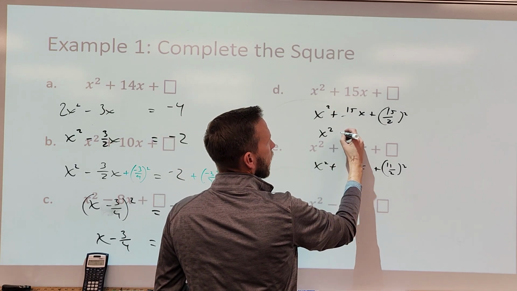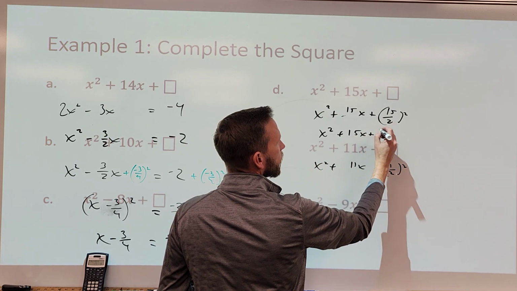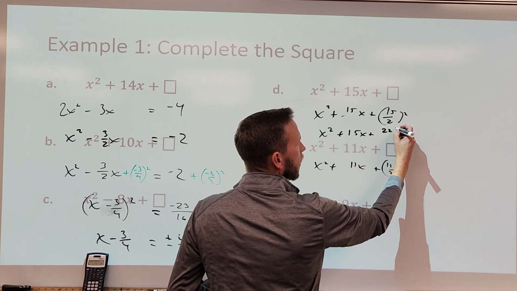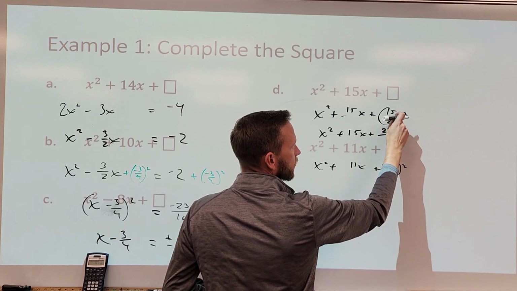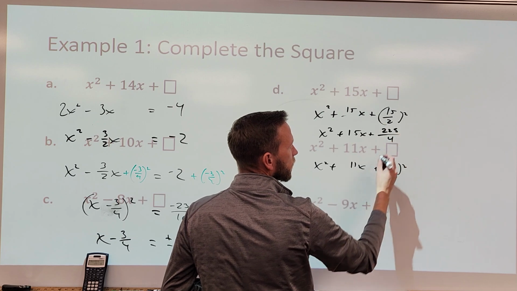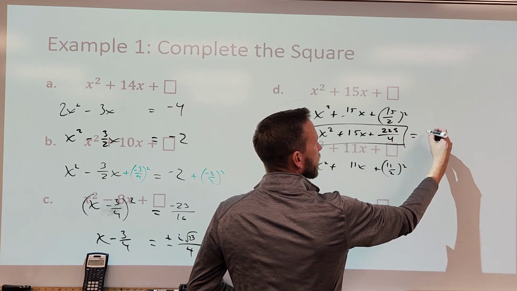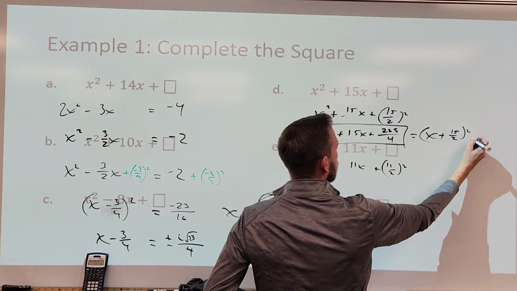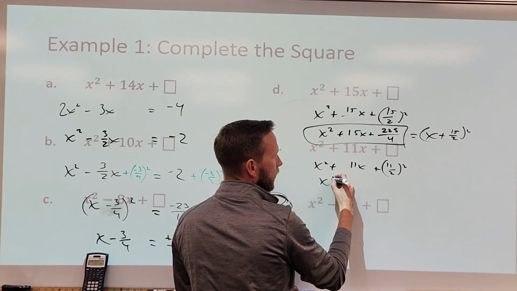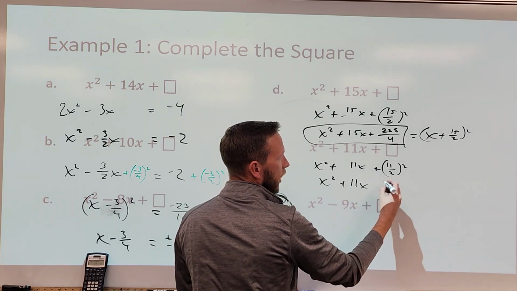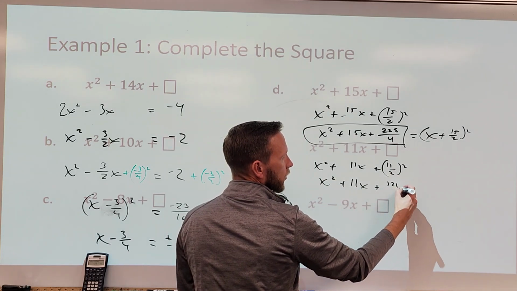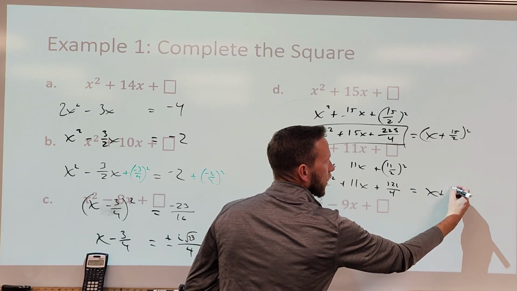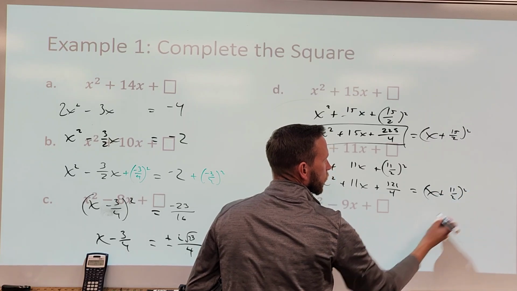Whoops, x squared. x squared plus 15x plus 7.5 squared, which is 225 over 4. And this equals x plus 15 halves squared. Here, to complete the square, I'm adding 11 squared over 2 squared, all right, which is going to give me x plus 11 over 2 squared.